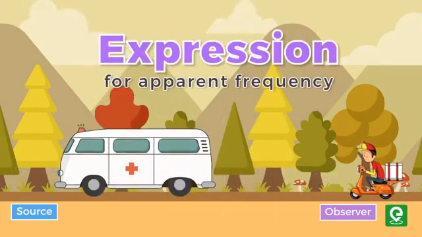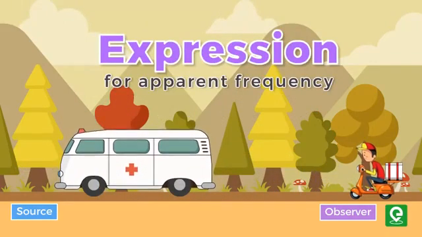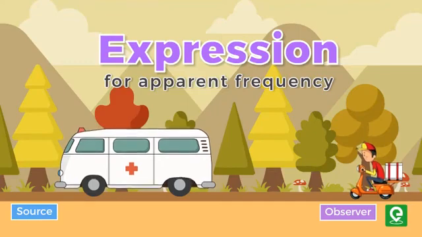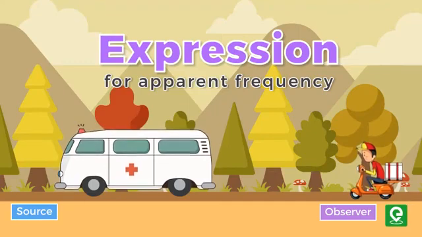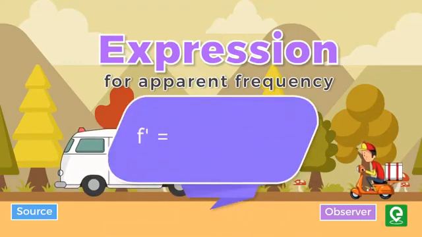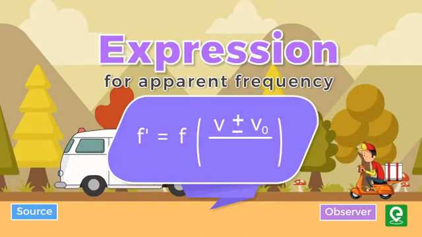Now looking at the expression of apparent frequency given in this formula, we can easily develop a general relation for finding the apparent frequency heard by a moving observer due to a moving source, that is, f dash equals f into (v plus minus v naught) whole divided by (v plus minus vs), where the sign can be determined using relative motion between the observer and source.